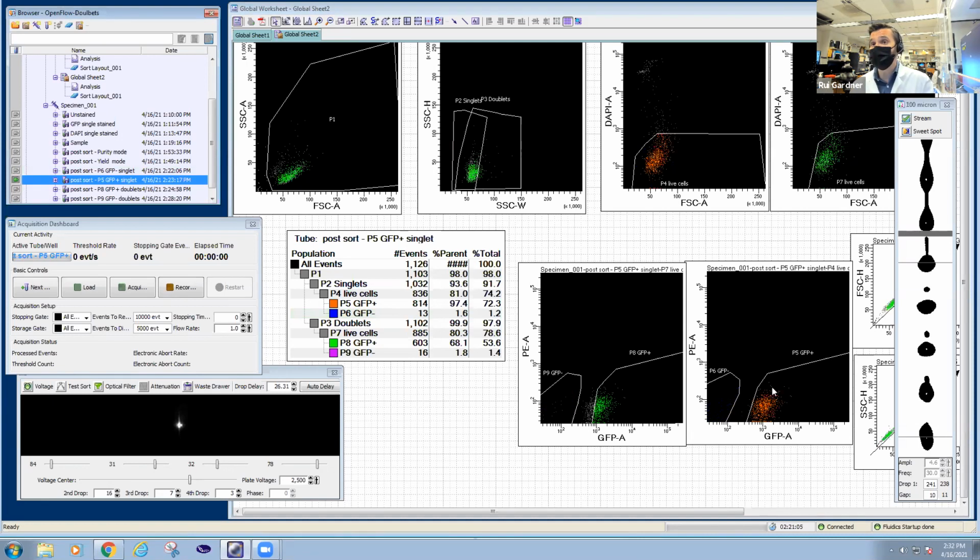In fact, that's why I was saying, Derek, this contradicts a little bit what we would expect. The P5 GFP positive population actually has a pretty good purity, 97.4, and I think I was being more stringent with the singlet gate when we sorted. So this really helped to get a good purity sort for some reason.